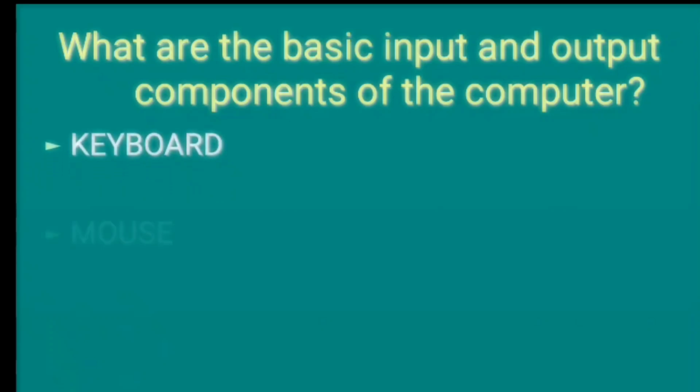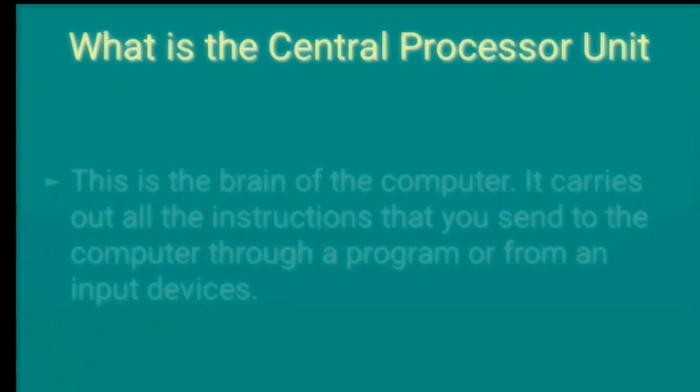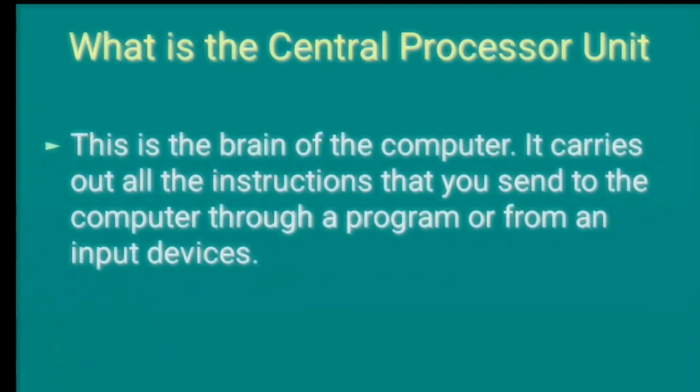What are the basic input and output components of the computer? Keyboard, mouse, monitor. What is the central processor unit? This is the brain of the computer. It carries out all the instructions that you send to the computer through a program or from an input device.